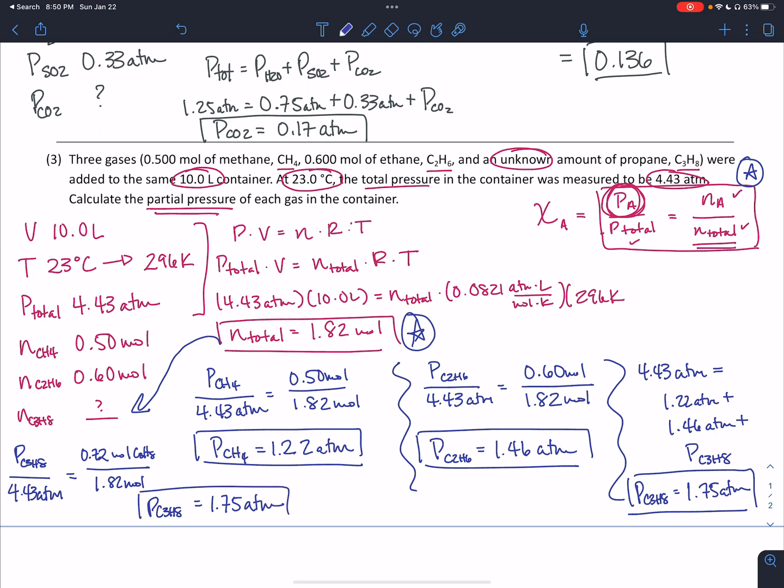So you can see there are two different ways to find the answer to this problem. Either way is acceptable. It's up to you, whichever one you want to do. If you have any questions, please let me know.